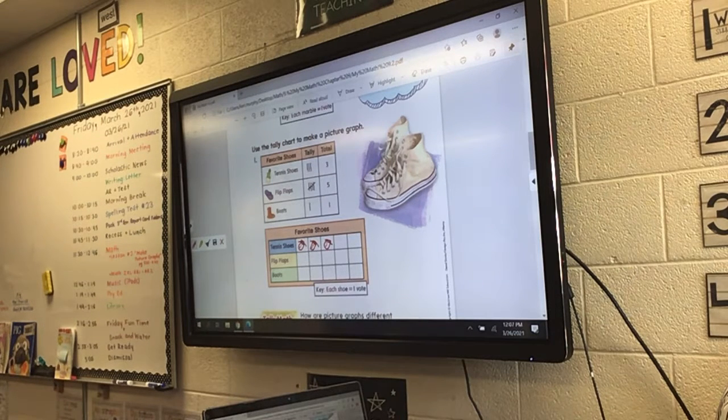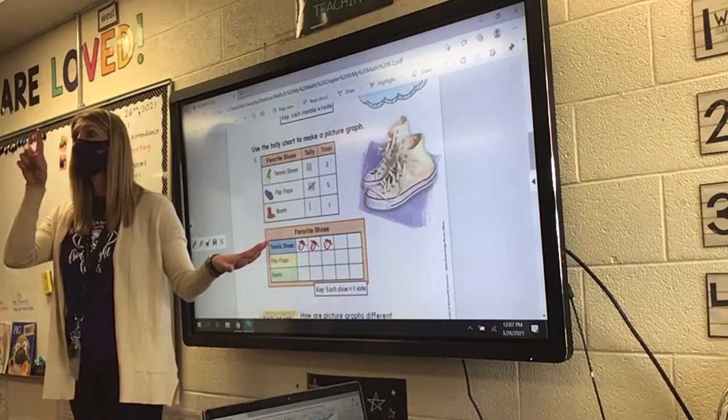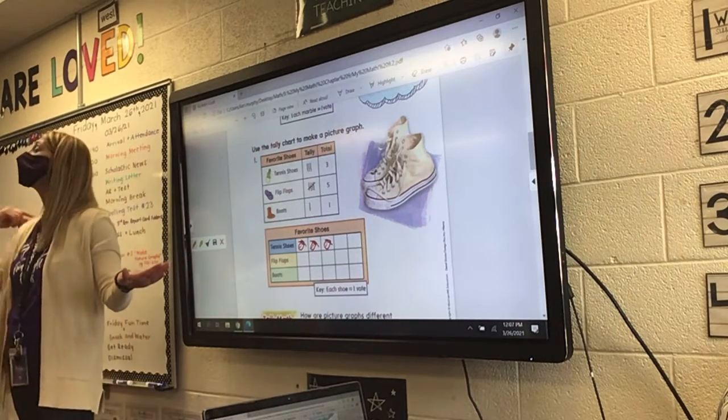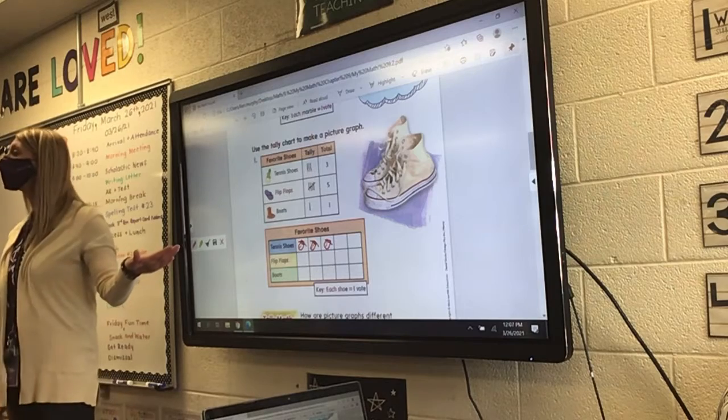Do we need to do 2 tennis shoes in each box? Good question. Do we need to do 2 in each box or only 1? One. So each box can only have 1 picture. He was clicking on his iPad and I'm taking care of the problem now.